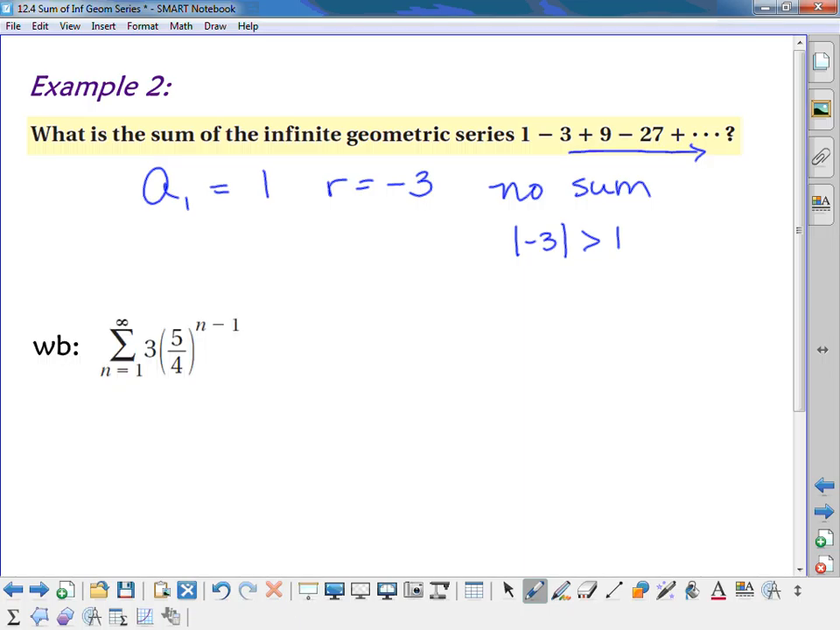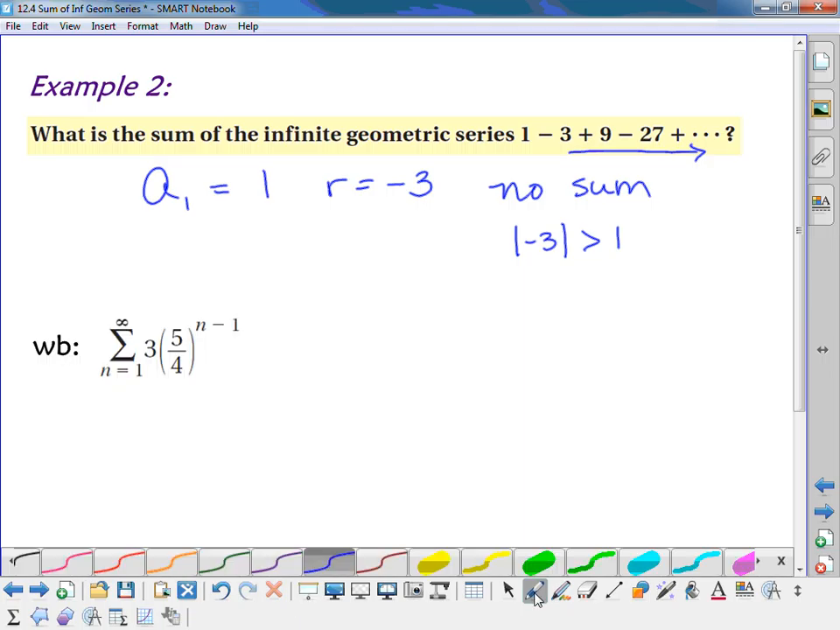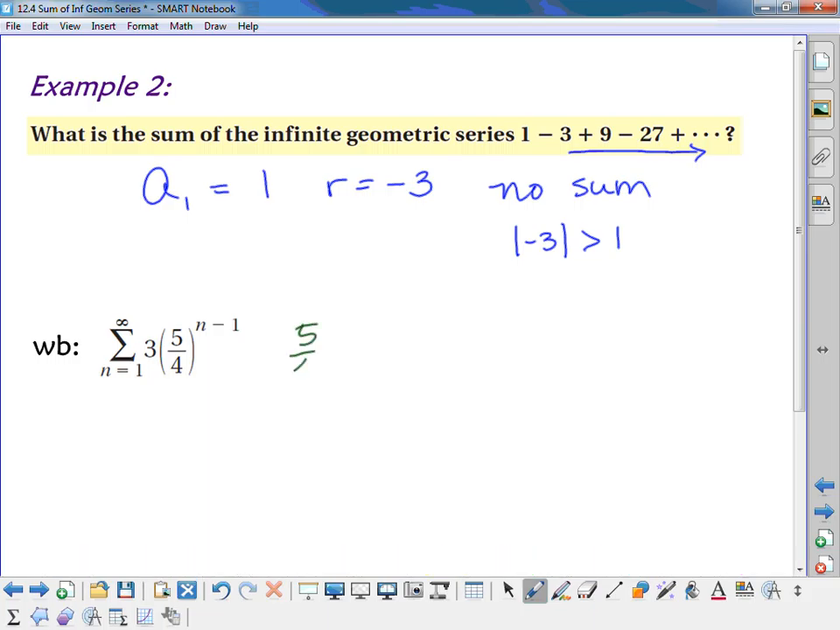What do you guys think about this one? Can we find a sum for this one? Exactly. So don't be tricked just because it's a fraction. If it's an improper fraction, 5/4 is greater than 1, so there is no sum. So don't just assume anytime you see a fraction or a decimal that it's going to work. It has to be less than 1.